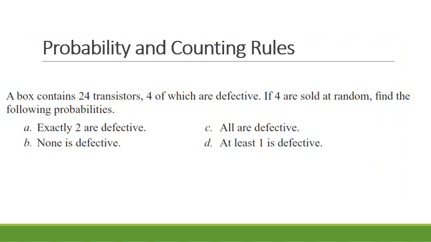So last but not least, the probability and counting rules. This is now a combination of the probability and counting rules. For example, a box contains 24 transistors, 4 of which are defective. If 4 are sold at random, find the following probabilities: exactly 2 are defective, none is defective, all are defective, and at least 1 is defective.